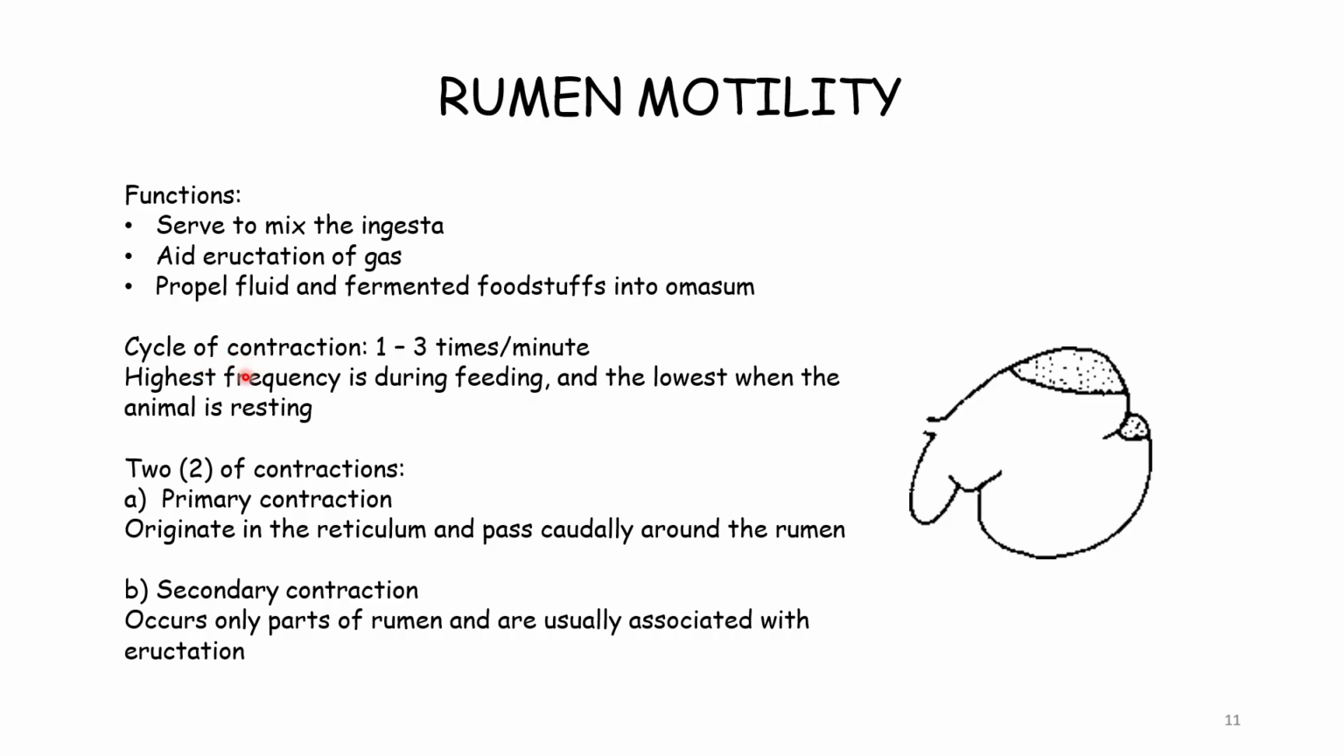So as I said, the cycle of contraction is 1 to 3 times per minute. The highest frequency is during feeding, and the lowest is when the animal is resting. There are two types of contraction: the primary contraction originates in the reticulum and passes caudally around the rumen, and the secondary contraction occurs only in parts of the rumen and is usually associated with eructation.